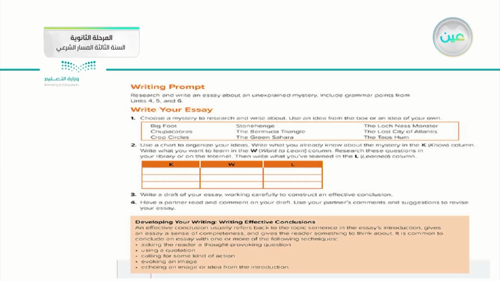The first one, K, means what you know about it. So what I know about the subject, what I know about this research, this is our information, what we have already collected. And W, what to learn. What do you want to learn about? What do you want to collect more about that subject?